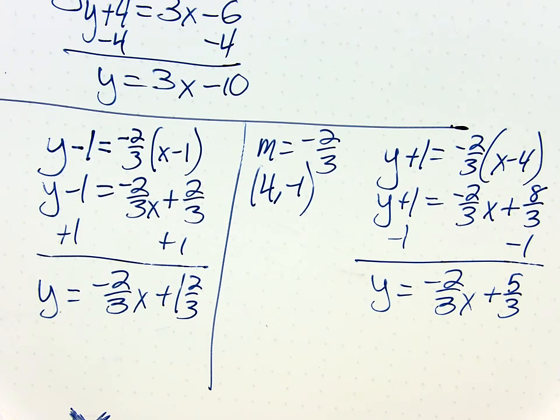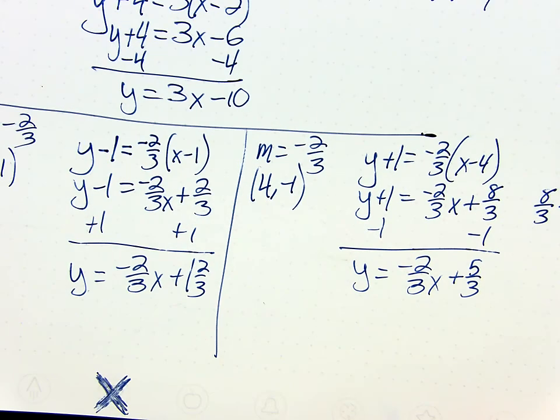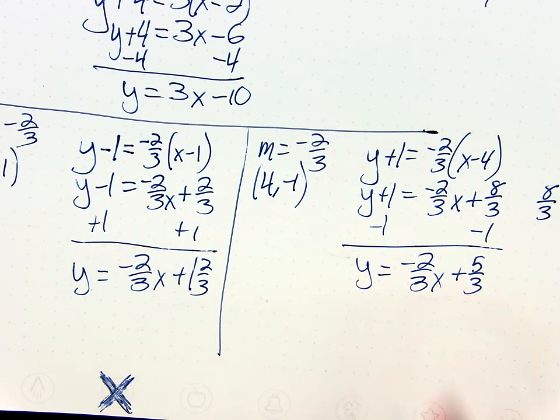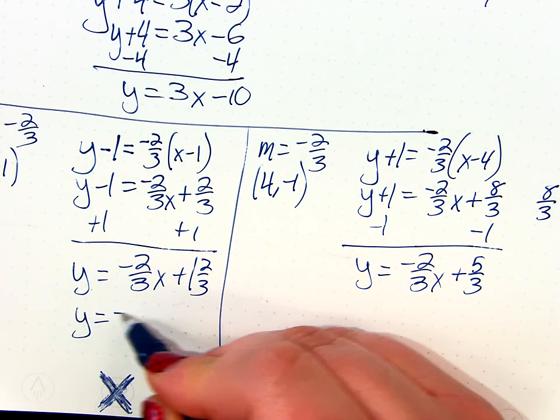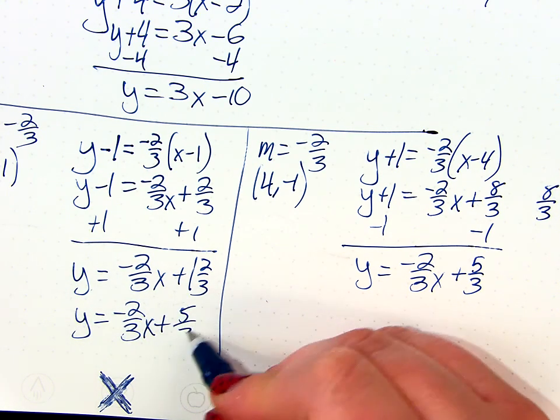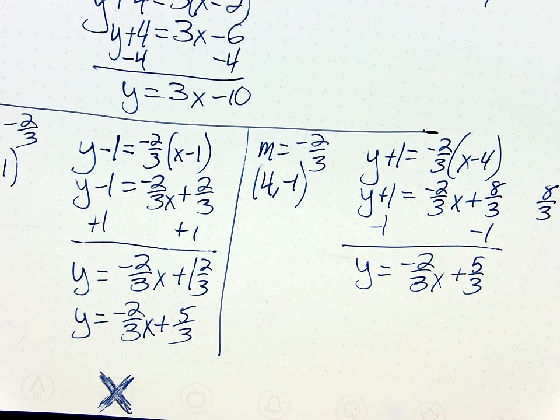Miss Sabia, they're still not the same. They are, right? Because what is 1 2/3? If you write it as an improper fraction, yeah, they are the same exact thing. How weird. So no matter which point you pick, it doesn't matter. When you rewrite it into slope intercept form, they'll always come out the same. It'll always match. Isn't that something? Wow.